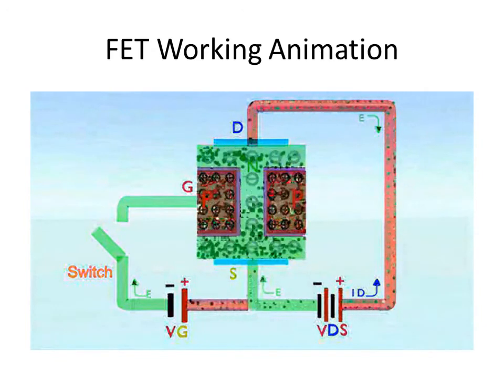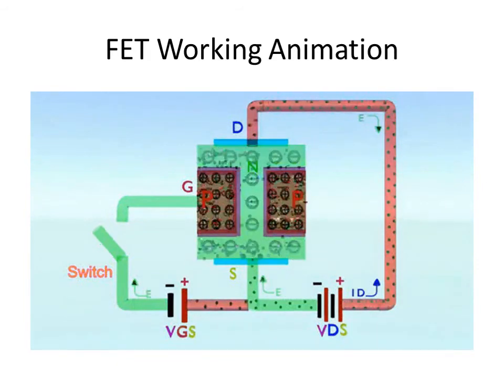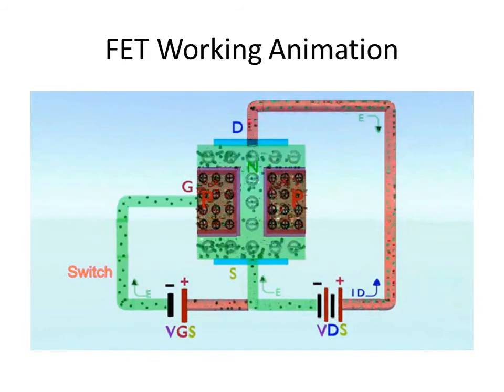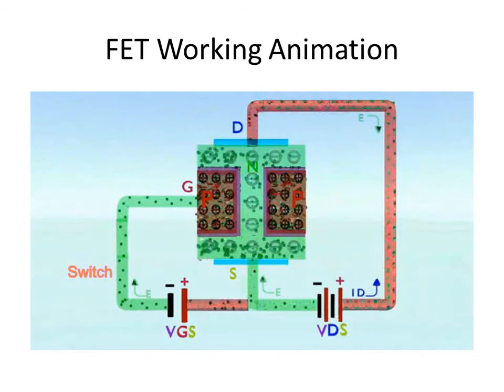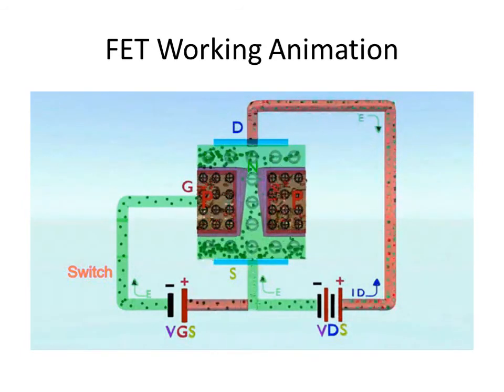When the switch is open, the current flow occurs without any interruption. So this is the condition when the switch is open. Current flows, there is no problem, everything is fine. Now we can see what will happen if the switch is closed. Now you can see that the switch is closed.